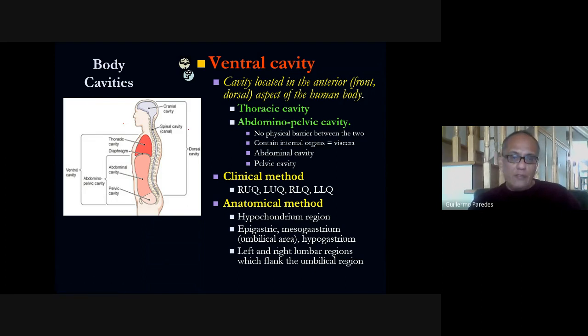Okay. So one thing you need to remember is that the ventral cavity is divided by this muscle called the diaphragm. We don't have a diaphragm here, so that's why you cannot divide the abdomen from the pelvis. So that is called the abdominal pelvic cavity, because there is no diaphragm below. Okay?